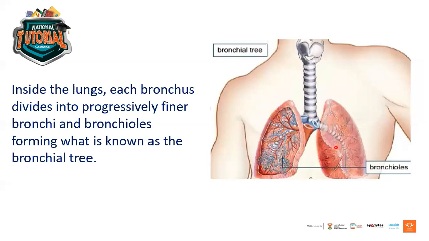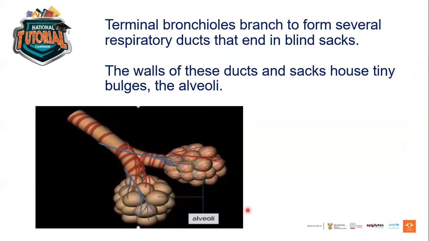It will branch off and divide into what? Progressively finer bronchi and bronchioles. So these are finer, much smaller, né? And form what we call the bronchial tree. Like you can see here, this looks like a tree. When you're looking at it, it represents a tree, right? So it further branches into what we know as the bronchial tree.